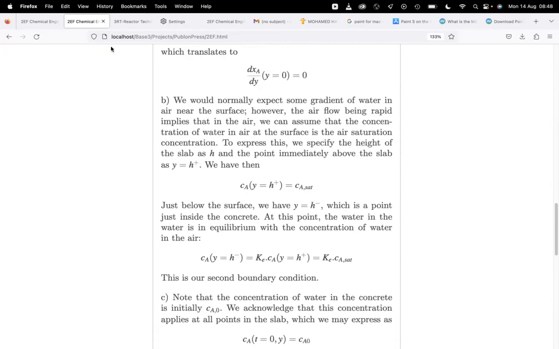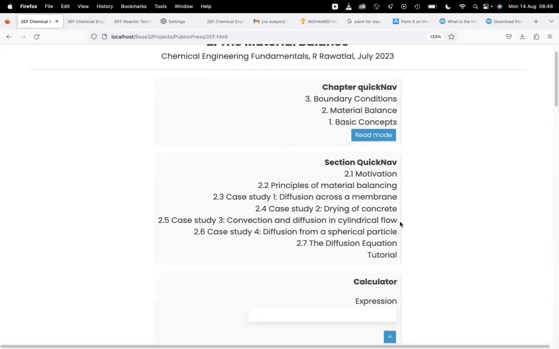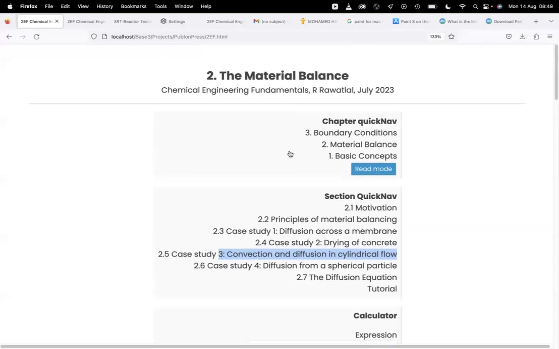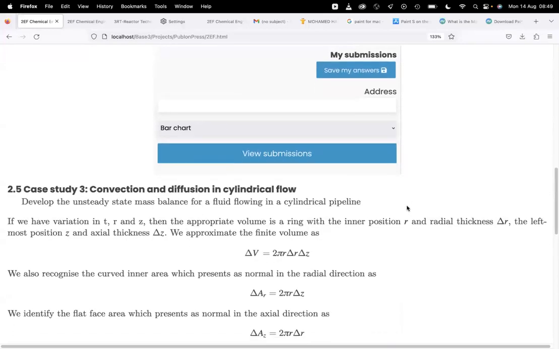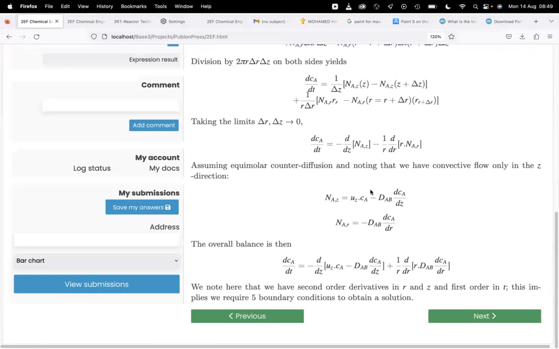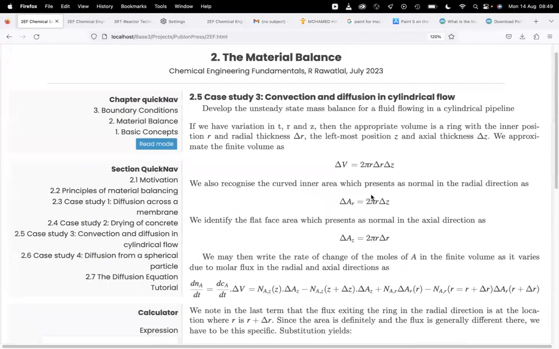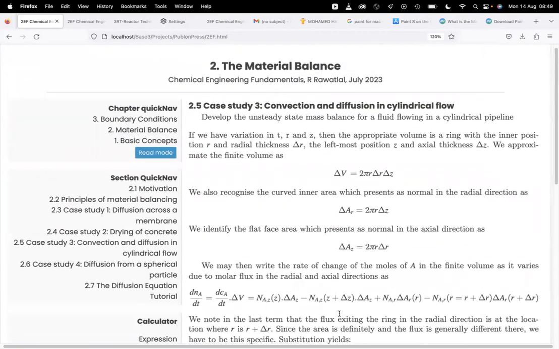So what we want to do today is come back to this problem where we have now the flow, so convection and diffusion in cylindrical flow. So we're looking at this again in chapter 2 in case study 3. So we've got the cylindrical flow problem. Okay. So we had covered this, but I think this was the week where there was a bit of student disruption and so on. So we're going to just describe what we said at that time.